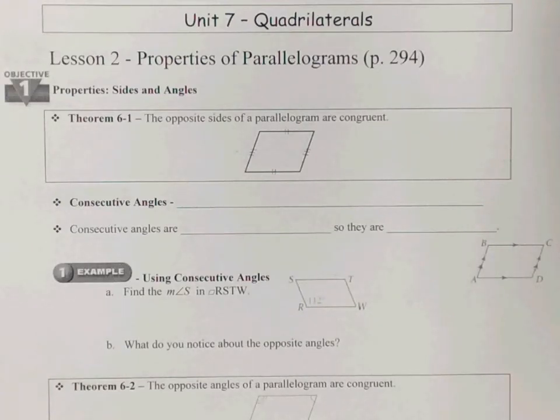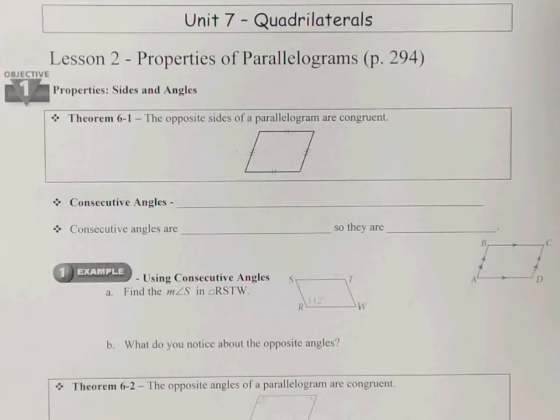We're going to start lesson 2, which is properties of just parallelograms. These are the special type of quadrilaterals that have two sets of parallel sides. At first, we're going to talk about the sides and the angles, and after that, we'll get into dealing with their diagonals on the back side of the notes.